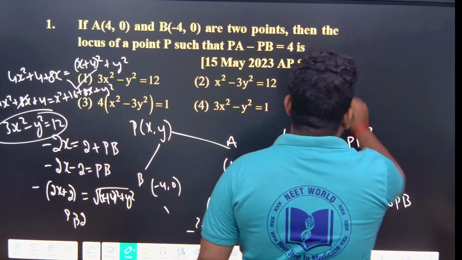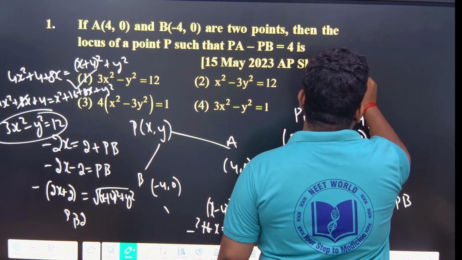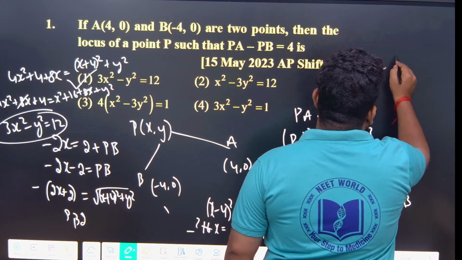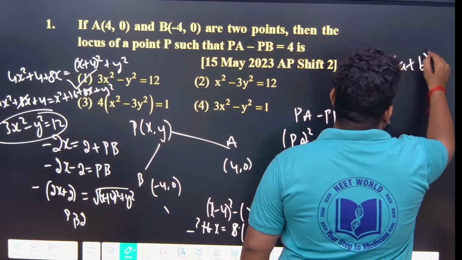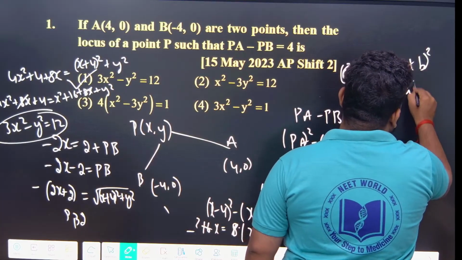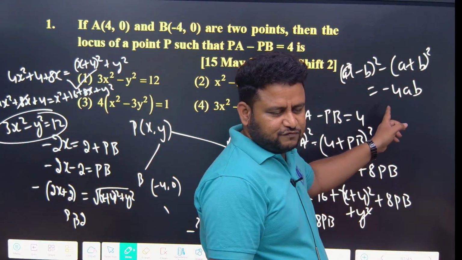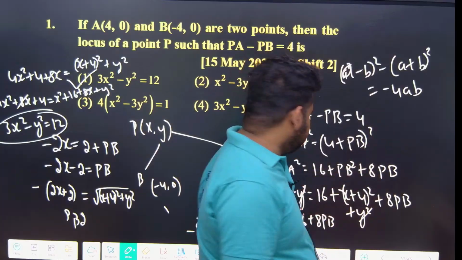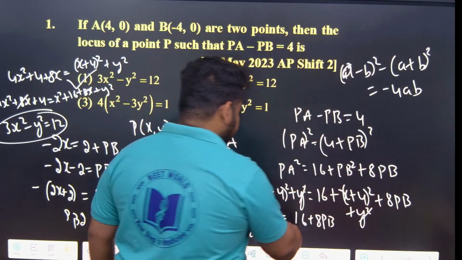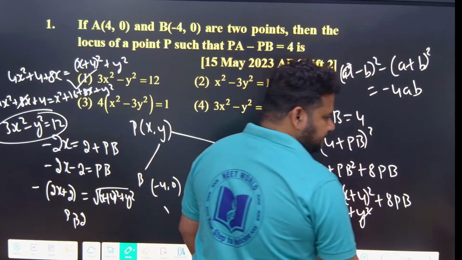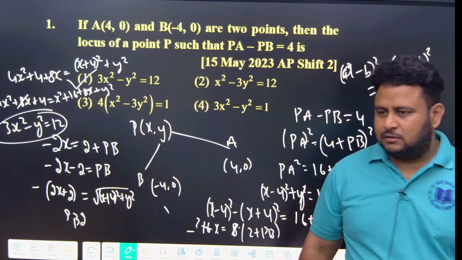So a minus b whole square minus a plus b whole square is equal to minus 4ab. This will be minus 4ab. Okay, got it? Minus 4 into x is minus 16x. So here we should take minus 16x. Clear? Got it this one, everyone? Okay, next question.